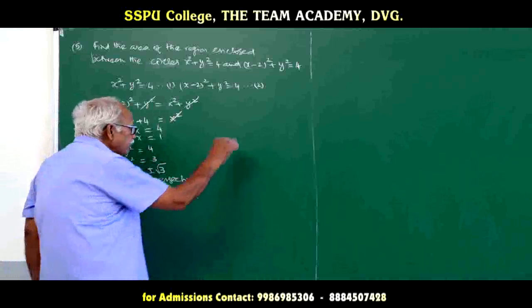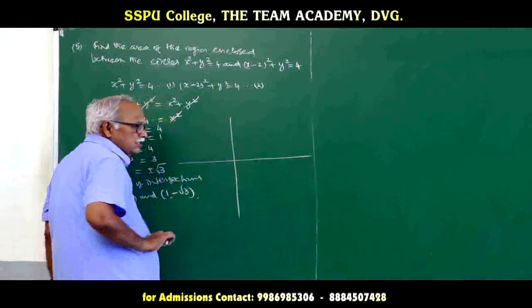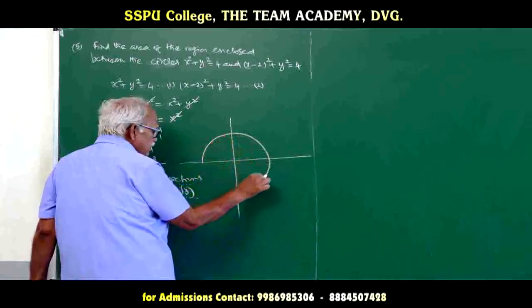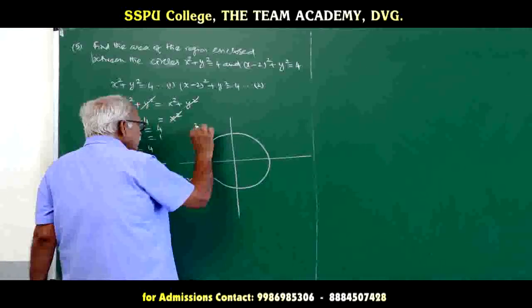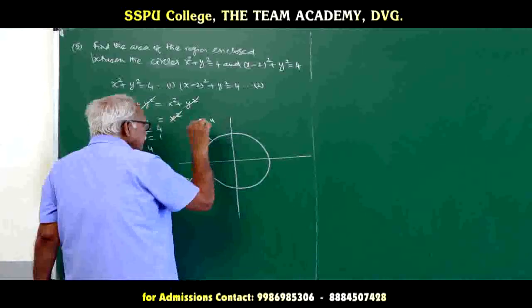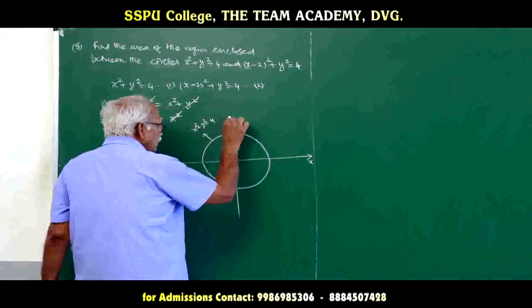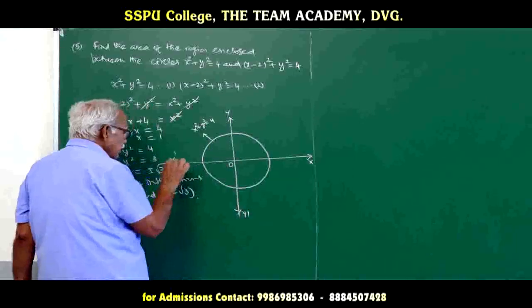Now, carefully watch this, the first circle and the second circle. First circle is this, x square plus y square is equal to 4. O, x y y dash x dash.